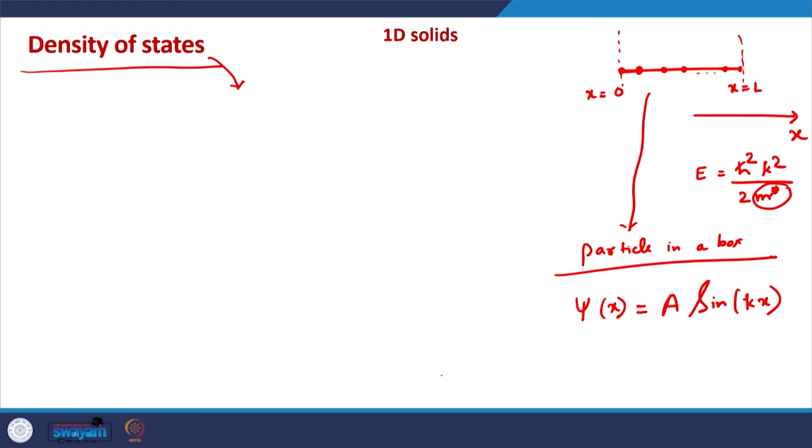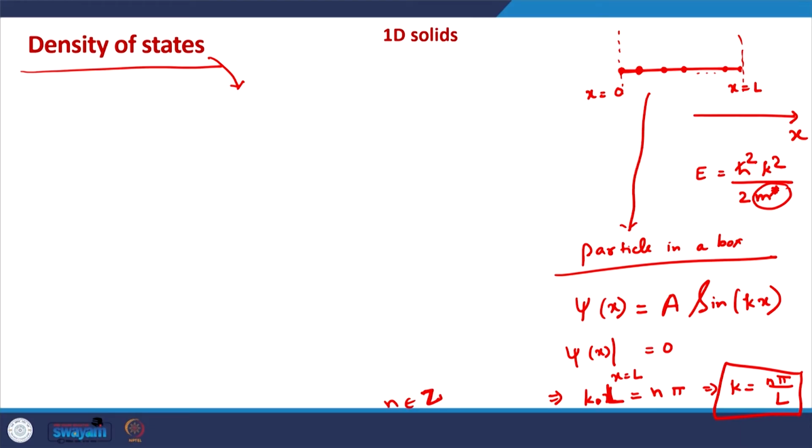And because of the boundary conditions, the wave function at x equal to L should be 0. So, which means k times L should be n pi. So, the k values are n pi by L, where n belongs to the set of integers.